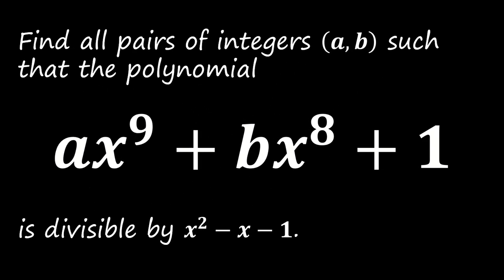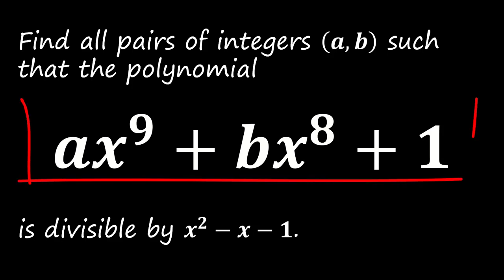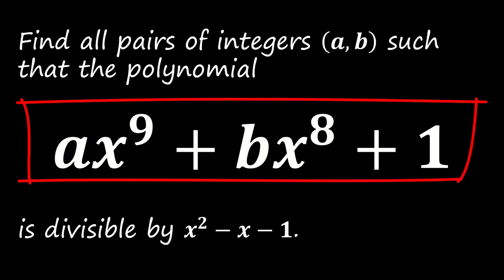For today, let's look at this interesting question regarding polynomials. Here's the question. Find all pairs of integers a, b such that the polynomial ax^9 + bx^8 + 1 is divisible by x^2 - x - 1. Please have a good try before you look at the answer.